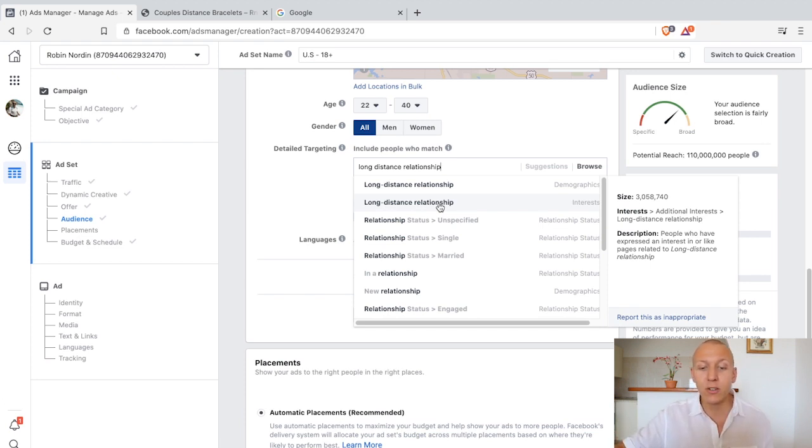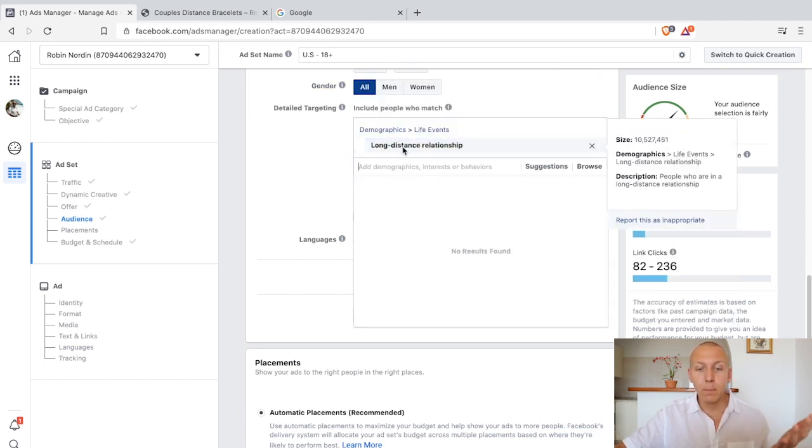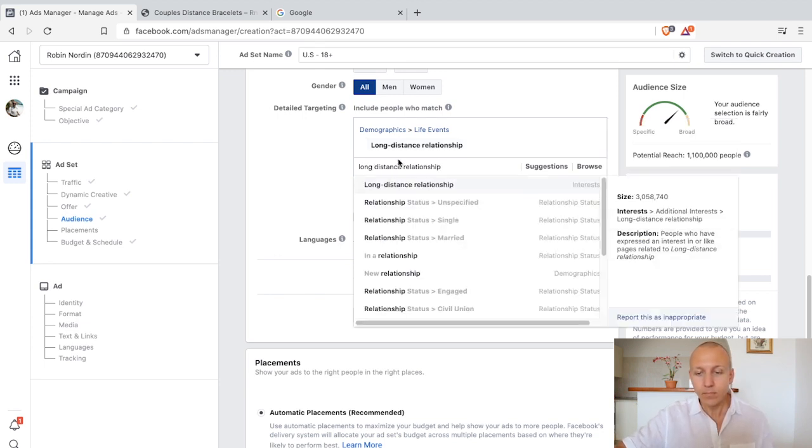So what we are going to do here is use both, right? Because first of all, people who are in a long distance relationship are very likely to buy this sort of item. But also, people who like pages that are called long distance relationships are more dedicated people. They're more dedicated to their cause of long distance relationships. So that means that they're also more likely to buy. So I'm going to add them both. Long distance relationship, and then add in this one as well.